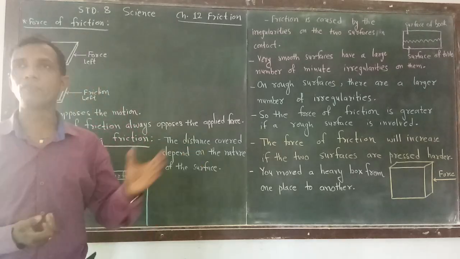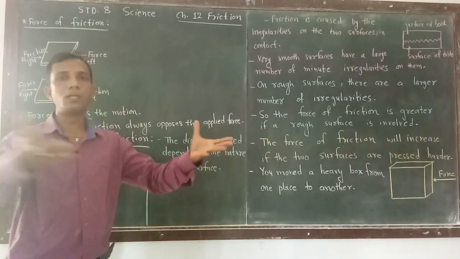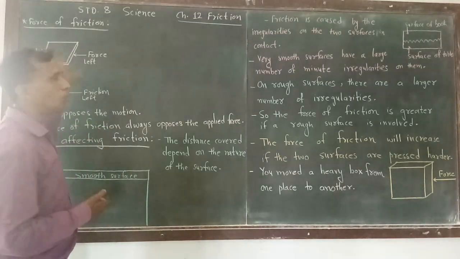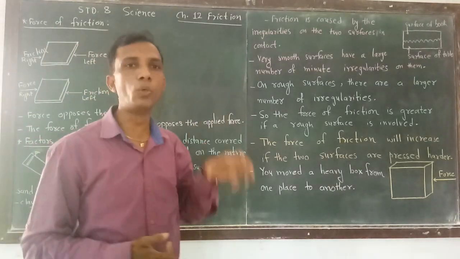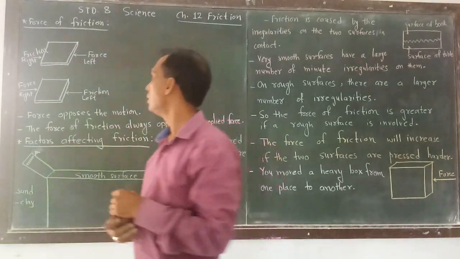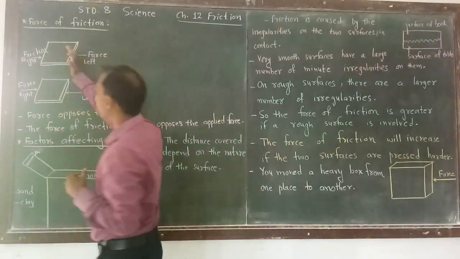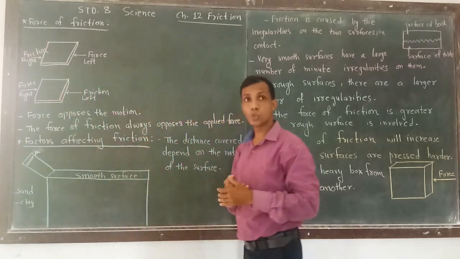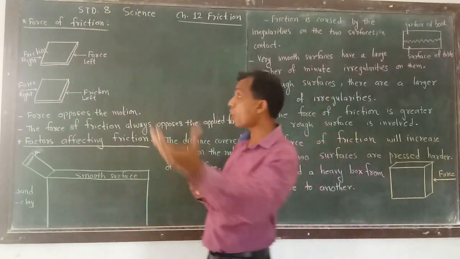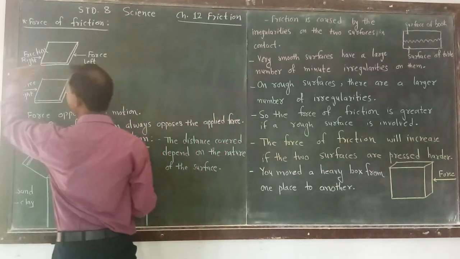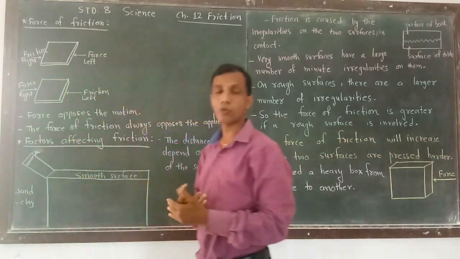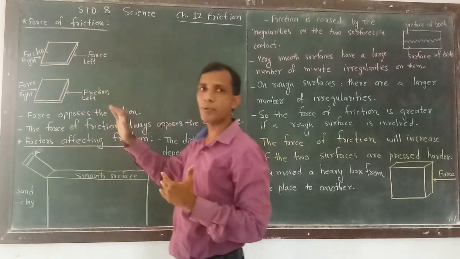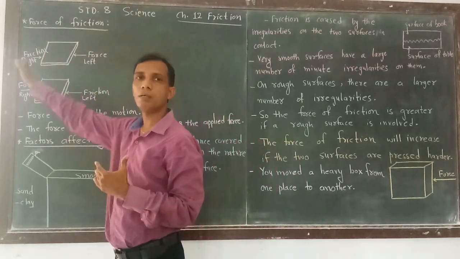Let us consider one activity. Take one book and keep it on the table. Now from the left side we apply a force. Friction will be applied in the opposite direction, that is, on the right side. It opposes the motion. If we apply force and stop it, friction also opposes the motion.